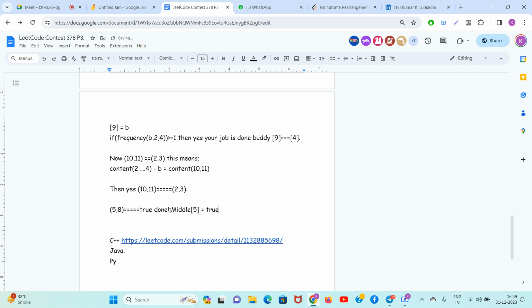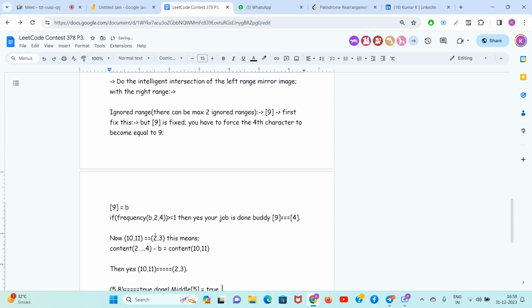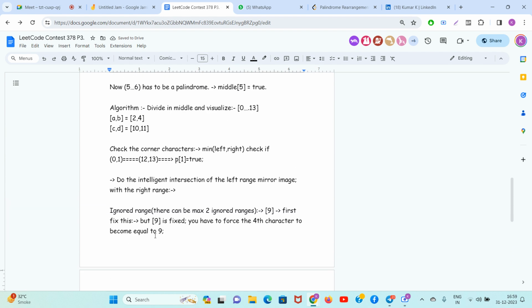So guys, algorithm was this only, and this was the super complicated problem. Always divide at the middle. Once the division is done, now check the minimum on the left and right corner. Check if they are matching. If they are matching, very good. Then do the intelligent intersection of the left mirror image with the right mirror image. You will get at max two ignored ranges on the right hand side.